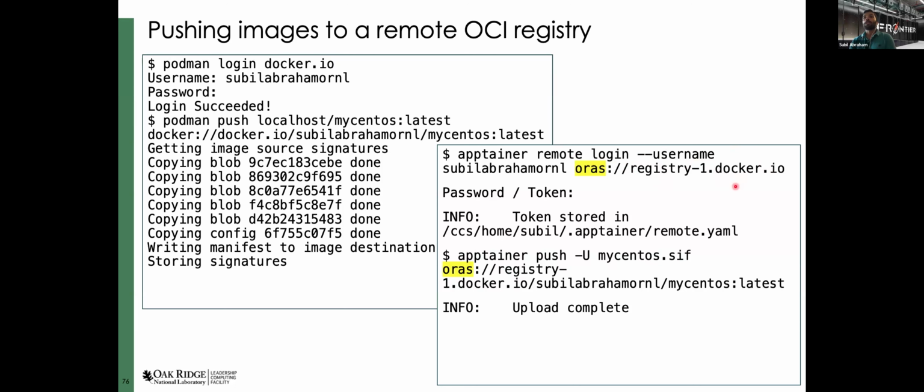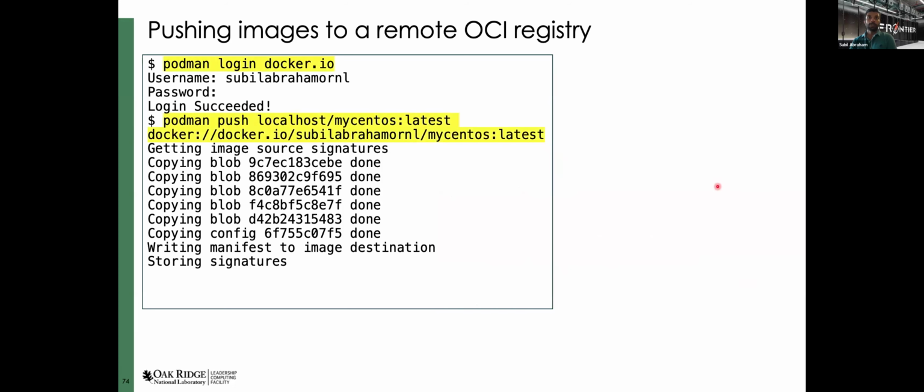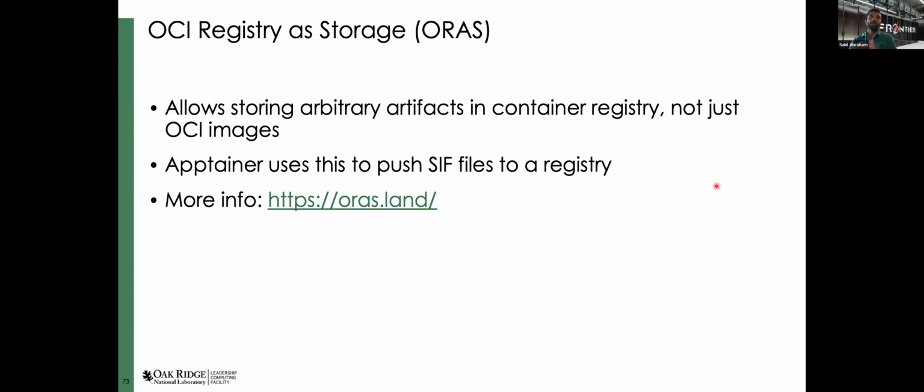The URL that you push to will depend on the registry that you are using. And so what ORAS is, basically, is a way for you to store arbitrary artifacts in an OCI registry. This allows you to distribute things that are not only OCI images through OCI registries.